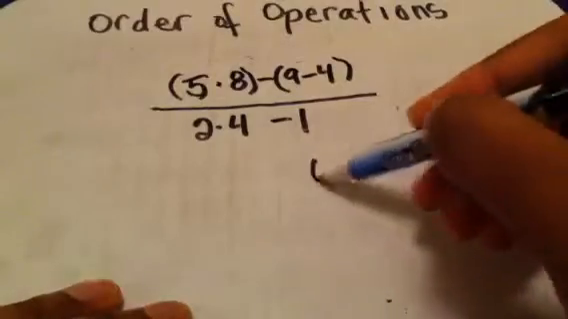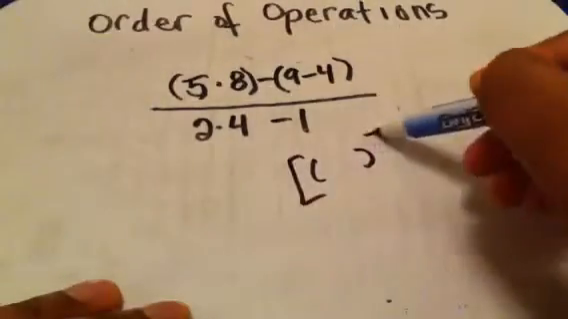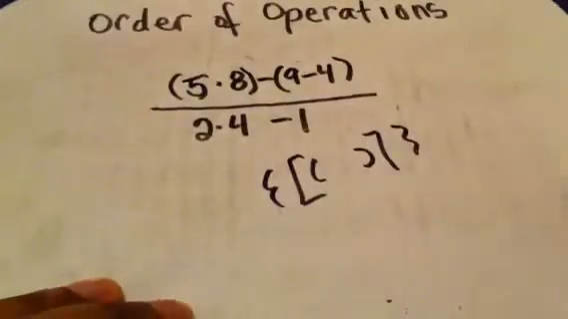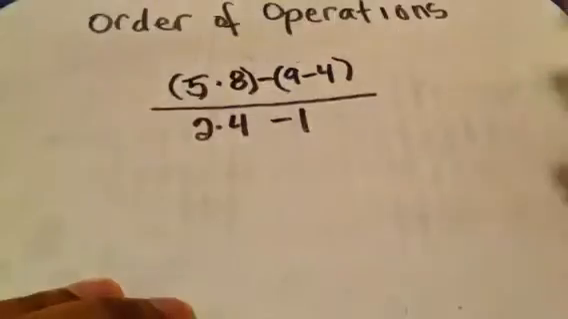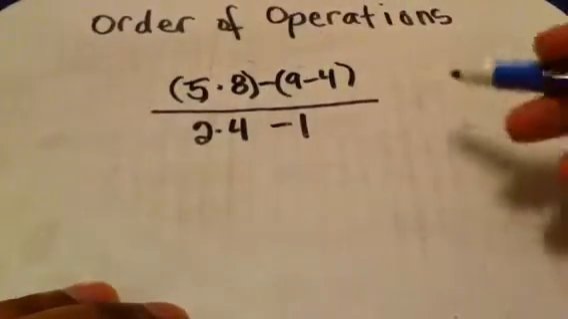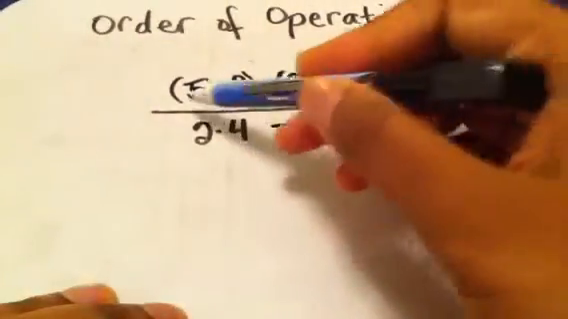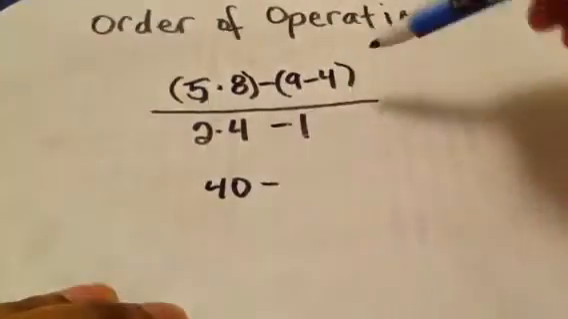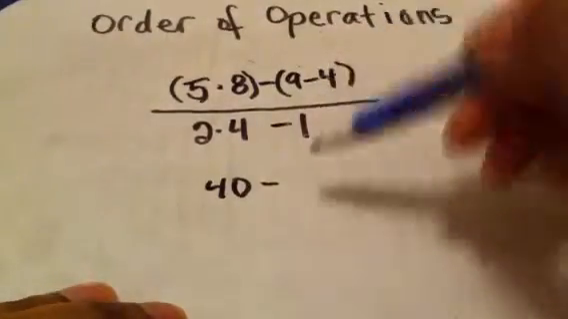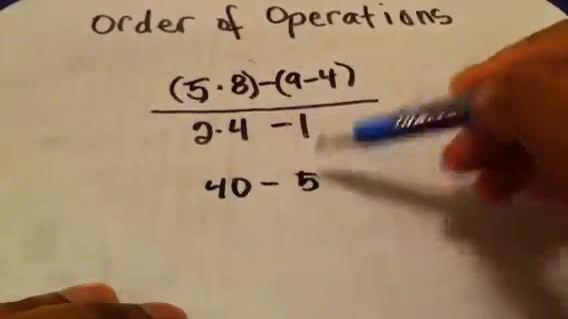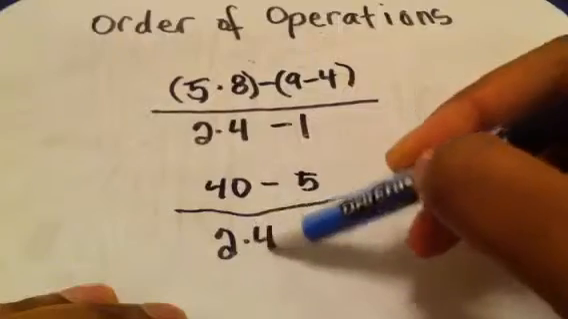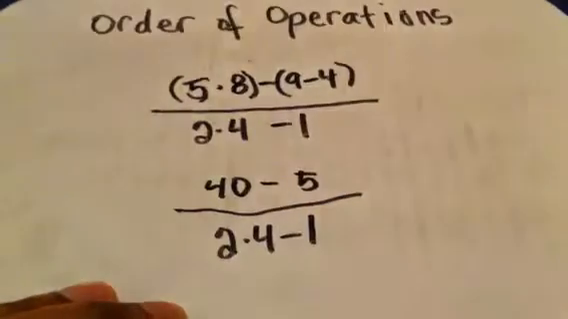So it's not an issue of parentheses inside of brackets that are inside of more brackets. That's not the issue that we're working with here. So we have to figure out what's most logical. So 8 times 5 is 40 minus, and what's in this parenthesis? 9 minus 4, which is 5. And that's all over 2 times 4 minus 1.